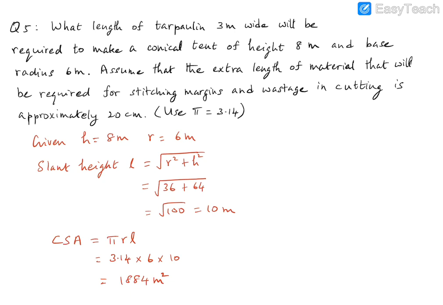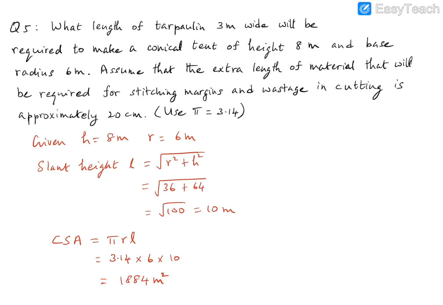So what we have to do is consider that the tarpaulin has a rectangular shape, and from that we are going to make our tent. And so the area of the tarpaulin should match the curved surface area of the conical tent. The area of the tarpaulin will be length into breadth, because it's a sheet rolled in the form of a rectangular sheet. So the width is given. The area will be length into width, which is 3 meters, so length into 3 meters. And that should give the same value as the curved surface area of the conical tent.